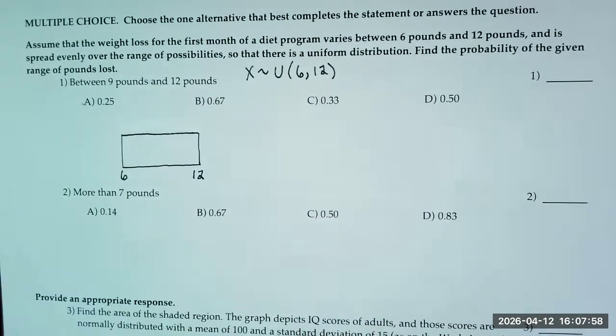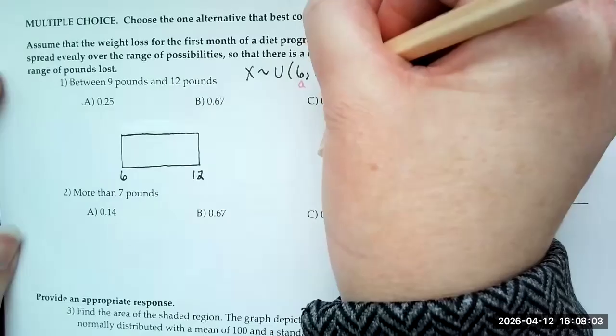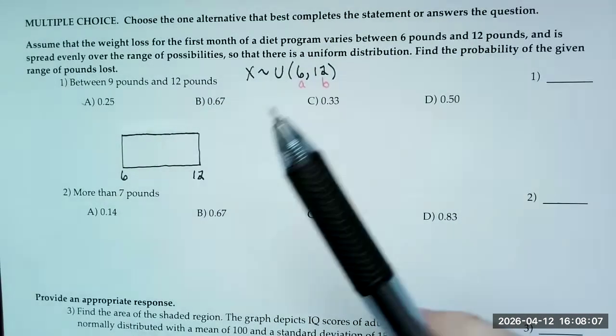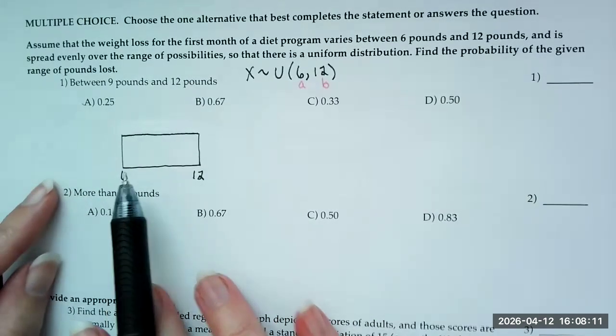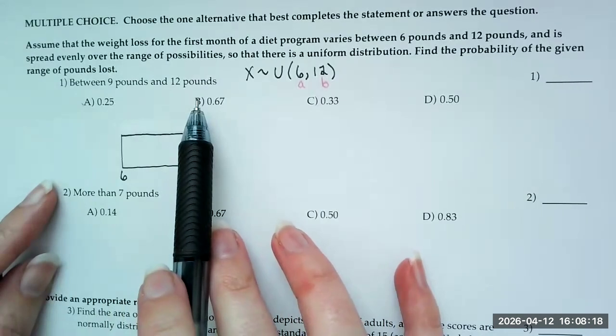And when we did this, we sometimes labeled the first number as our A value and the second number as our B value. So if we're going to find the probabilities here, we need to draw a rectangle. Our rectangle is going to start with the A value 6 and our B value 12, and then we're going to determine what they're asking for each particular problem.